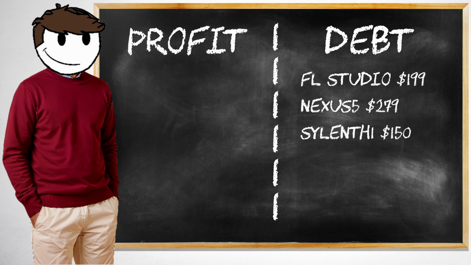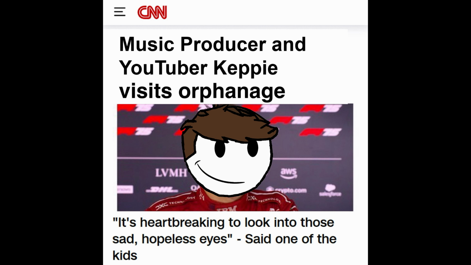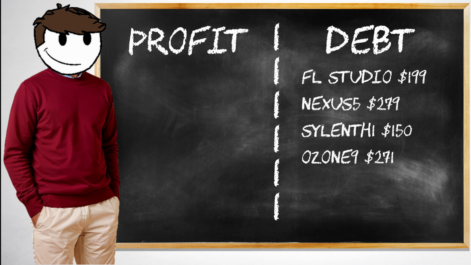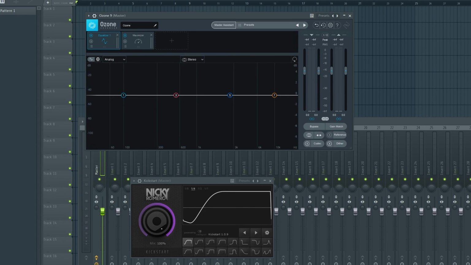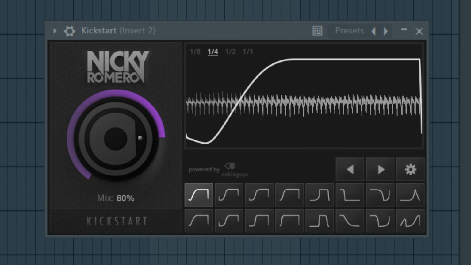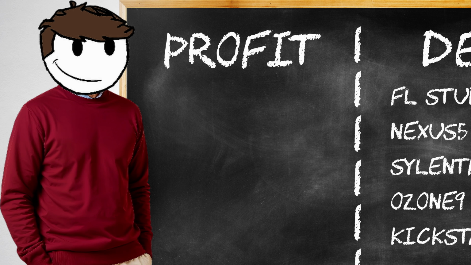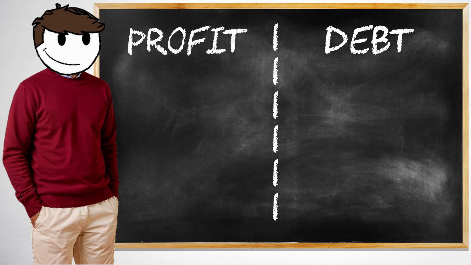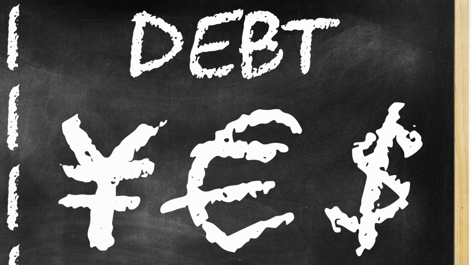I'm about to just ditch the chalkboard. There's no use, there's no hope, just third-party plugins. For anyone wondering, Ozone 9 cost me $271, and this neat little plugin called Kickstart, which does something called side chain, cost me $16, I believe. I don't remember buying it. Anyway, the chalkboard now says $0 on the profit side. And on the debt side, yes.